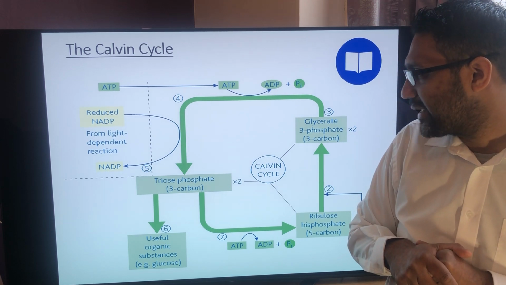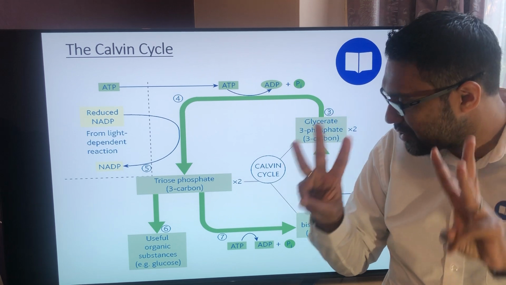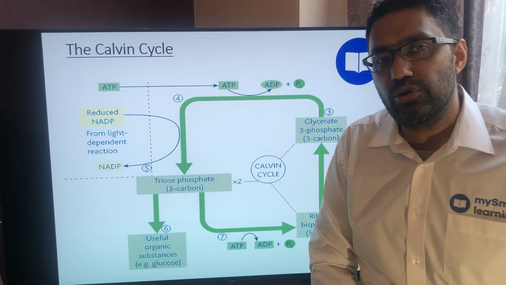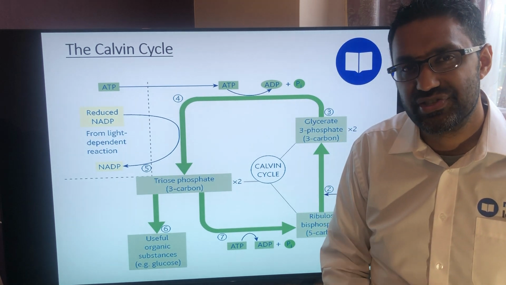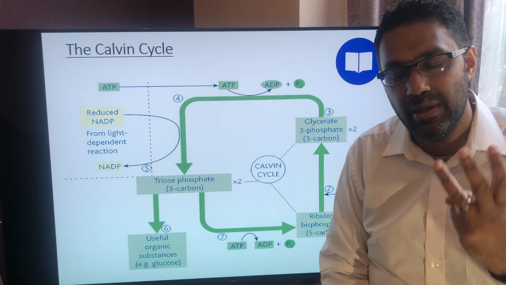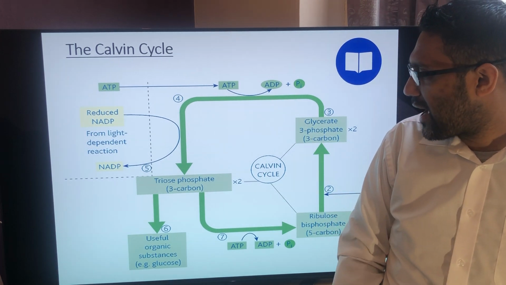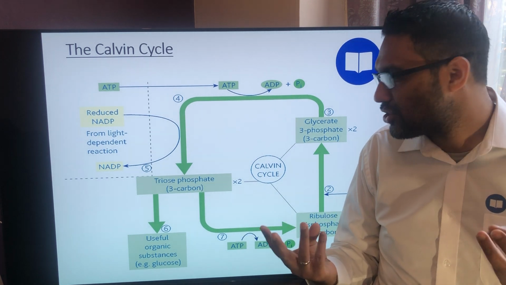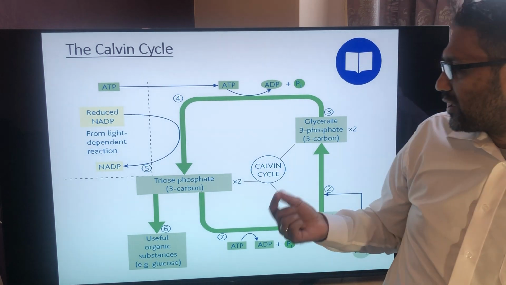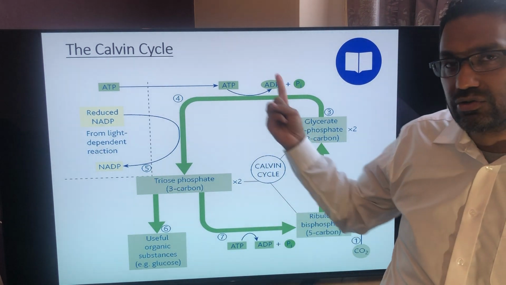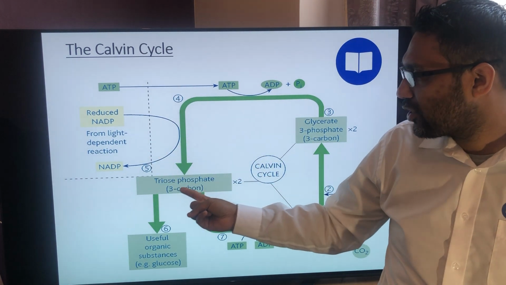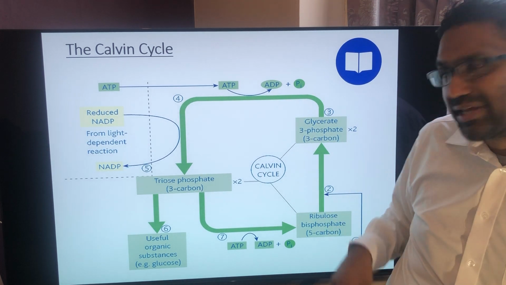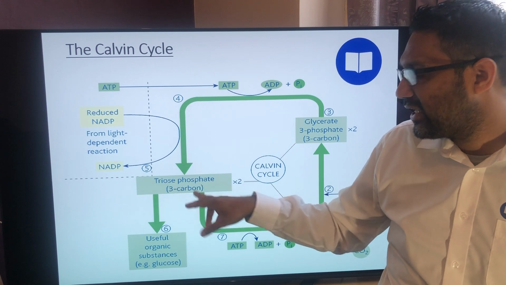Now here's the thing: I've got 2 lots of 3, but I'm trying to make glucose, and the formula for glucose is C6H12O6, so there have to be 6 carbons. It sounds like I could just stick those 2 together to get my glucose molecule, but it's not as simple as that, because it's a cycle. This stuff has to keep getting recycled over and over again. I need it to go back to the beginning, and the beginning was a 5 carbon compound, ribulose bisphosphate. Here I've got a 3 and a 3.